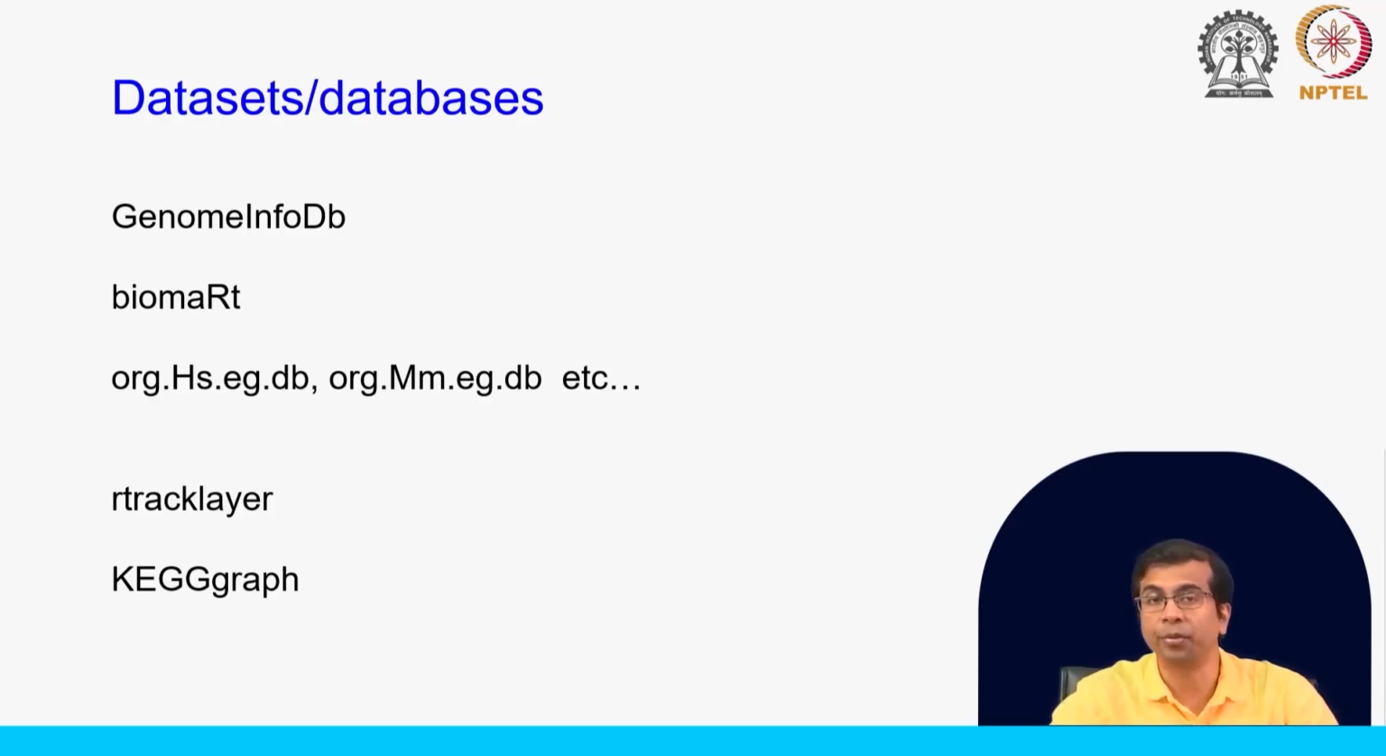Again, these are organism-specific databases. HS stands for Homo sapiens, so this is a human database, data for human. Then you have MM, which is for mouse, etc. You can find this across many organisms.